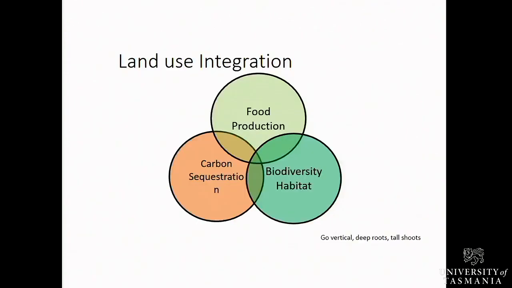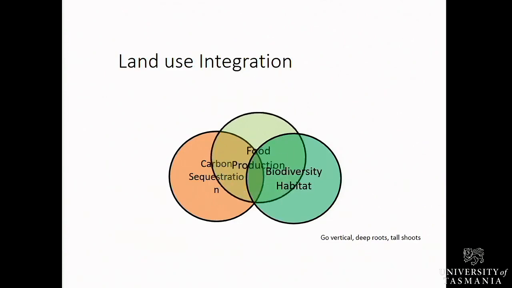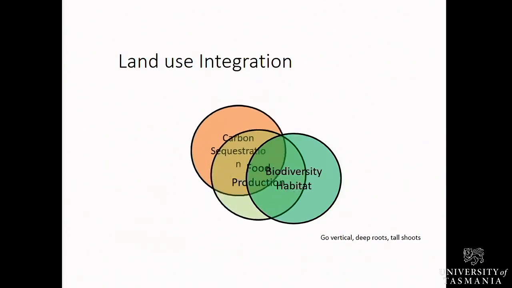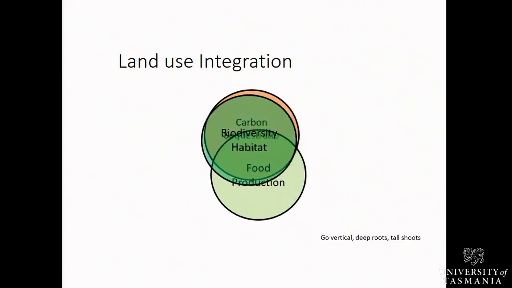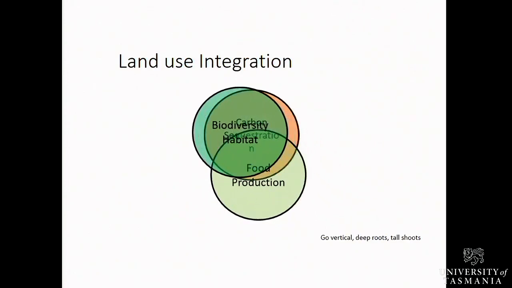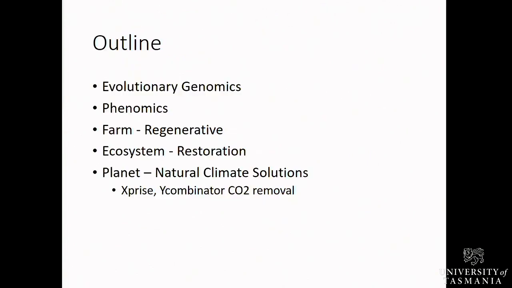So how do we make more land in the world? We have to go vertical. We have to think about multiple layers for food, carbon, and biodiversity habitat. And we can think about layers below ground for deep-rooted perennial grasses and trees, and layers above ground where you could have grasses and trees, and integrate these three spheres that are often discussed separately.